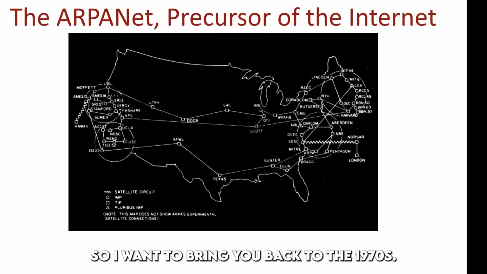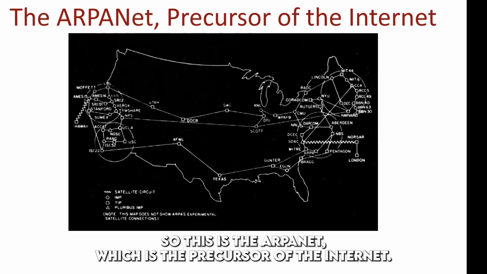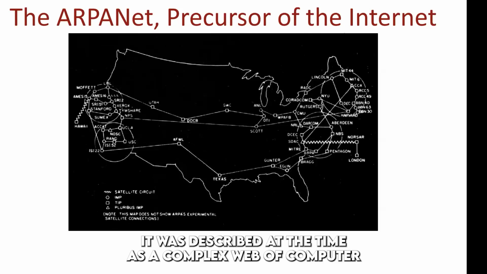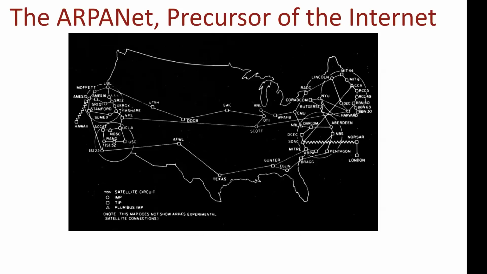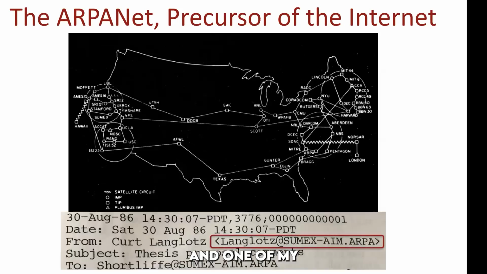the 1970s. So this is the ARPANET, which is the precursor of the internet. It was described at the time as a complex web of computer telephone links that spans the country from east to west. And one of my first email addresses ever was at sumxaim.arpa, which was on this ARPANET.